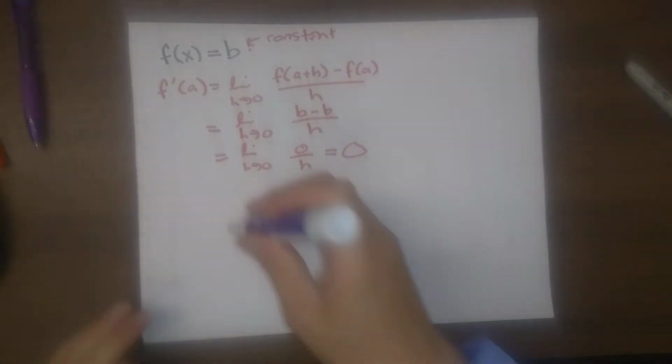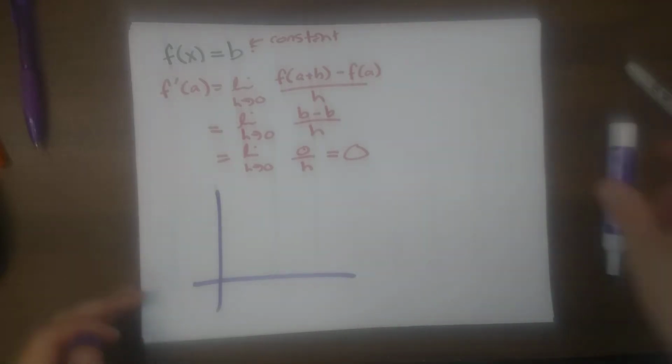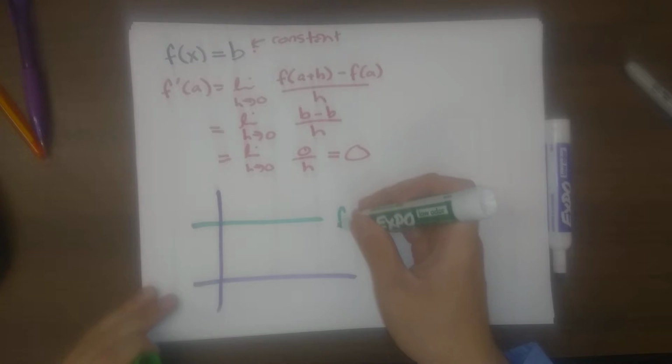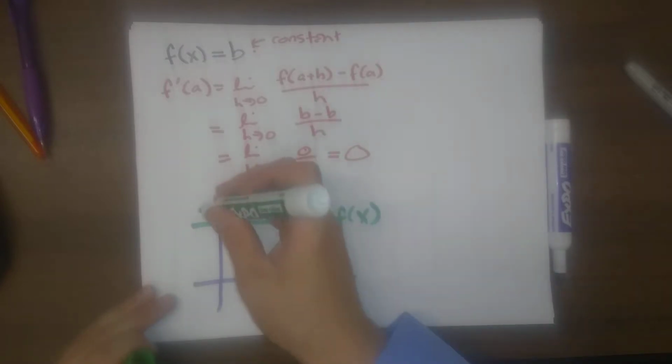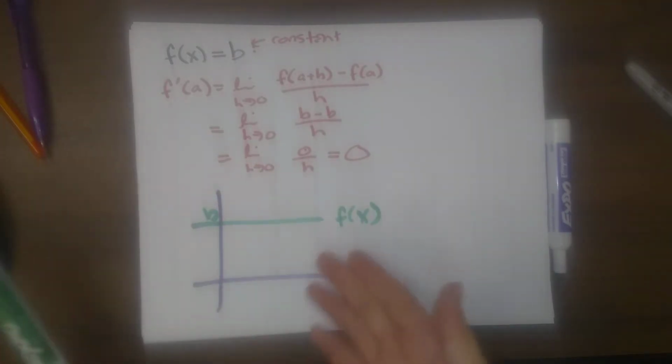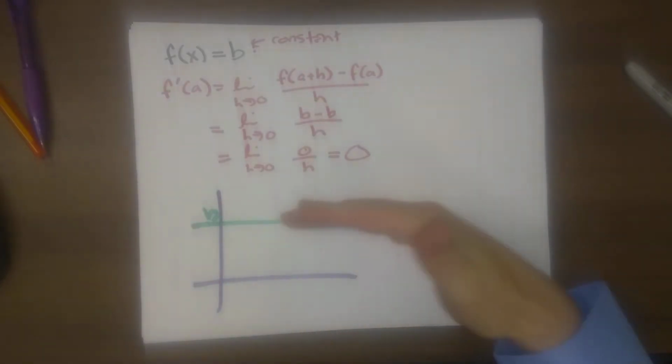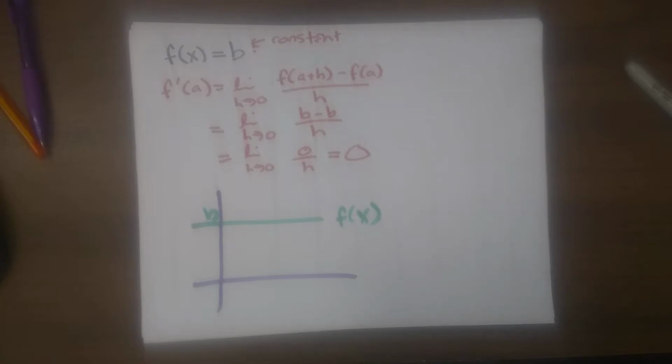That's not too bad to see, to think about with the slope of the tangent line. If we have a constant function, well, take a look. The slope of the tangent line should just be the line itself, and that has slope 0. So this makes sense.